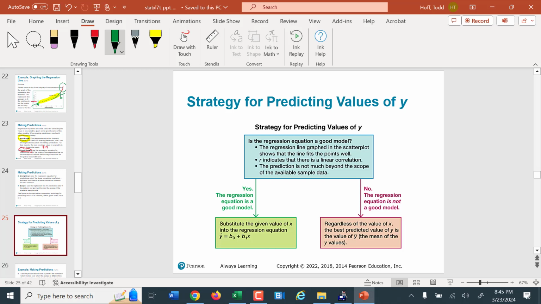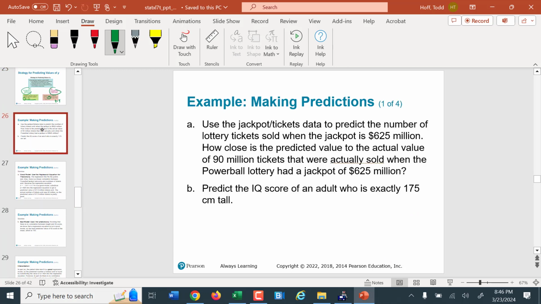So if we're trying to figure out what we can do to predict: if the regression equation is a good model, then yes, we can use it to predict values of y when we know the value of x. If it's not a good model, then, as we said, the best descriptor for y is that y hat equals the mean value of all the y values. And that's what they're saying here. The mean value of y is your best predictor.